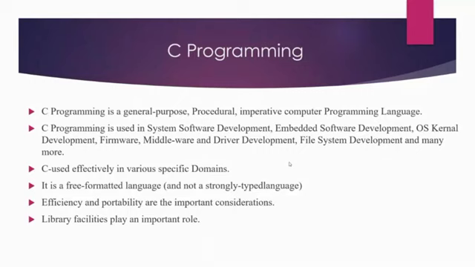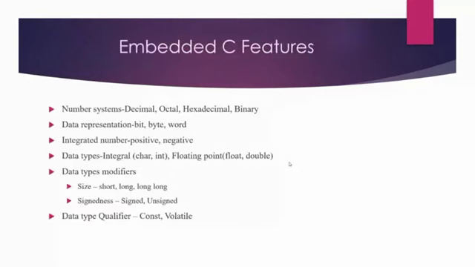Coming to the embedded C features. Number systems. It is classified as decimal, octal, hexadecimal, binary. Next, data representation. It has bit, byte, word. Integer numbers have two types, positive and negative. Coming to the data types: integral, floating point, and again it is classified as character, integer, float, double. Data type modifiers have two types, size and signedness. Data qualifiers are constant and volatile.